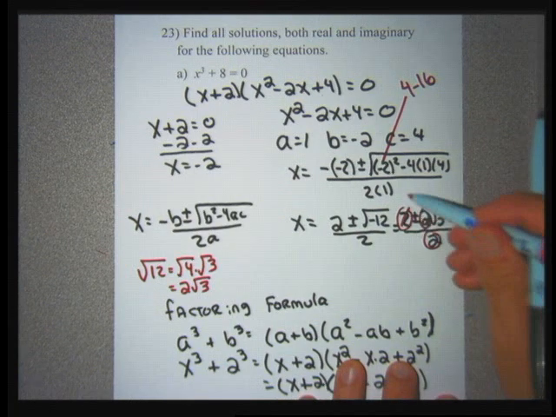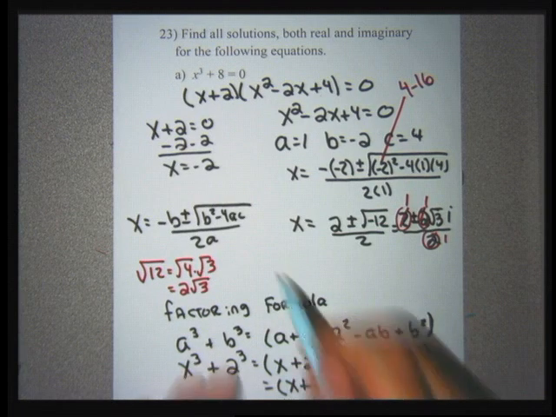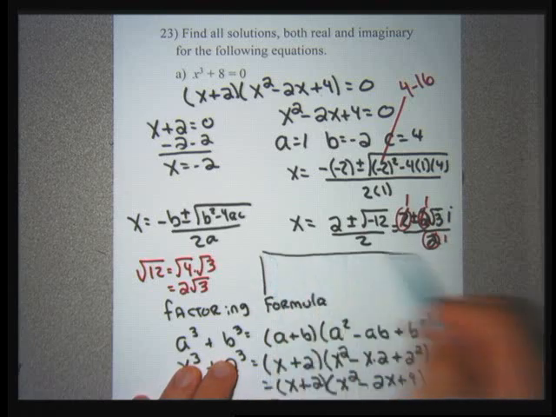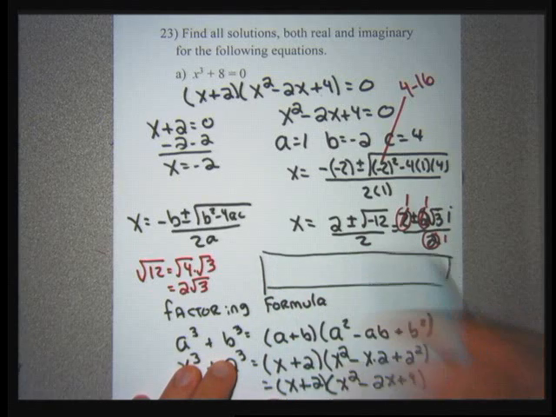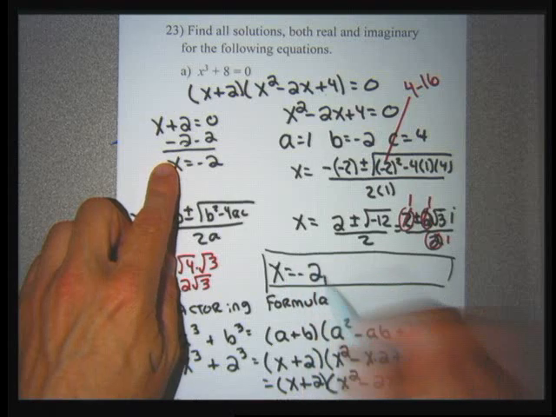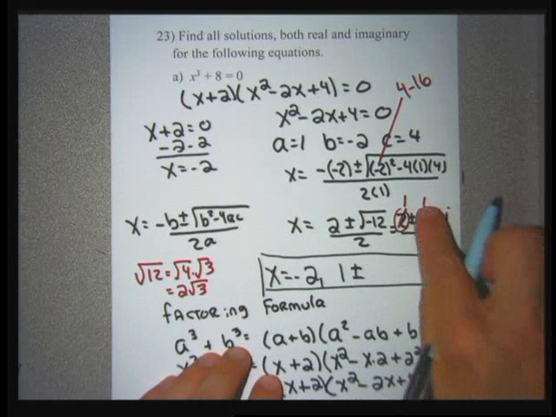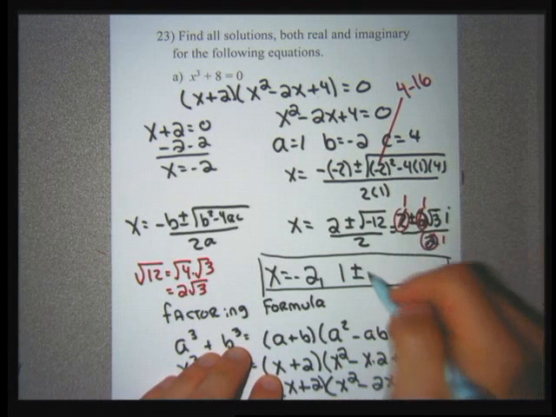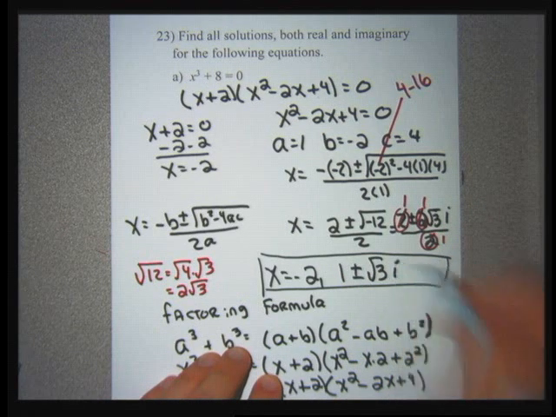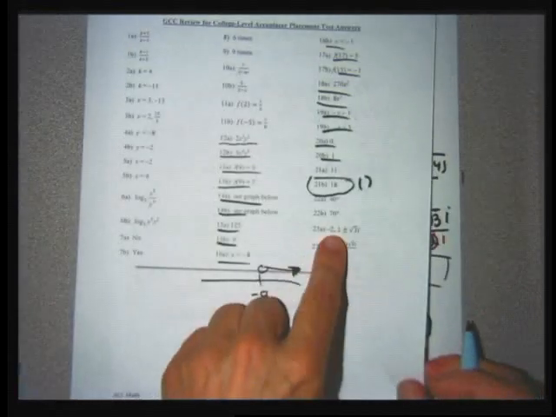2 divided by 2 is 1 each of the 3 times. I've created a fraction without a need for a denominator because there's a 1 in my denominator. I'm about ready to write my answer. So my answer to 23a is this lonely negative 2 that I kind of neglected. And then this is going to be 1 plus or minus, I don't need to write that 1 anymore, and then I'm going to write the square root of 3i. And exactly what I had there.